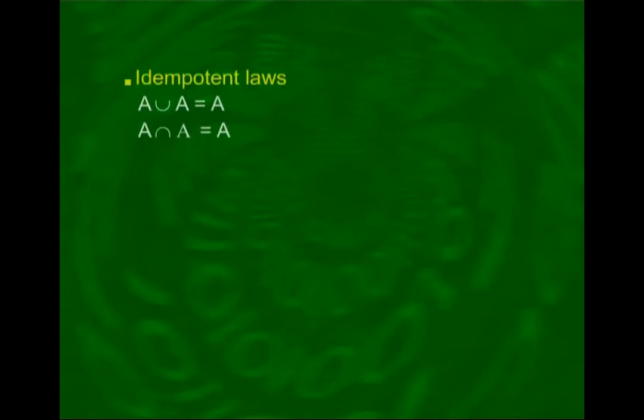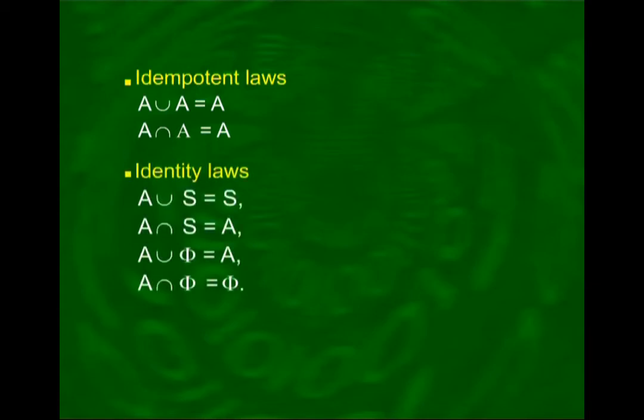The idempotent law is extremely obvious. A union A is equal to A and A intersection A is also equal to A. The identity laws are A union S is equal to S, A intersection S is equal to A. A union phi is A and A intersection phi is equal to phi.